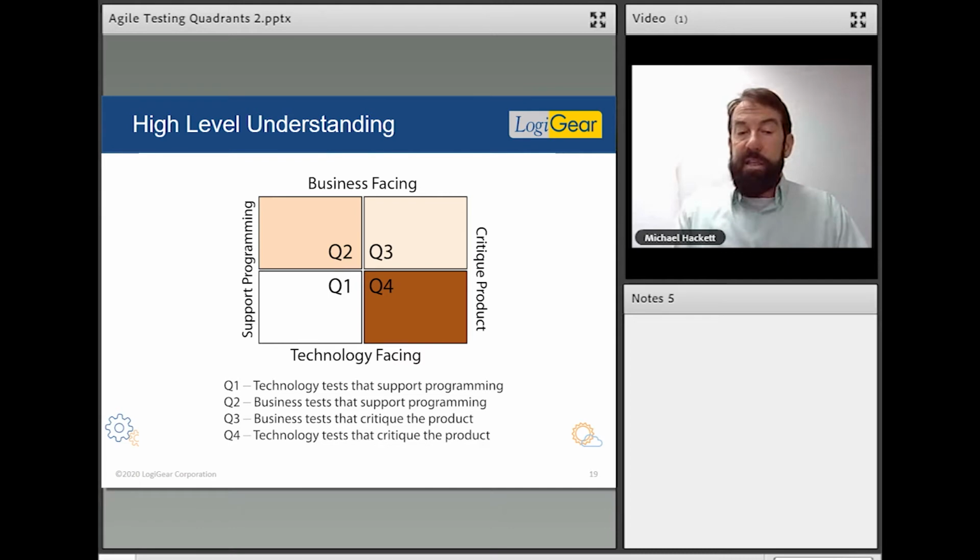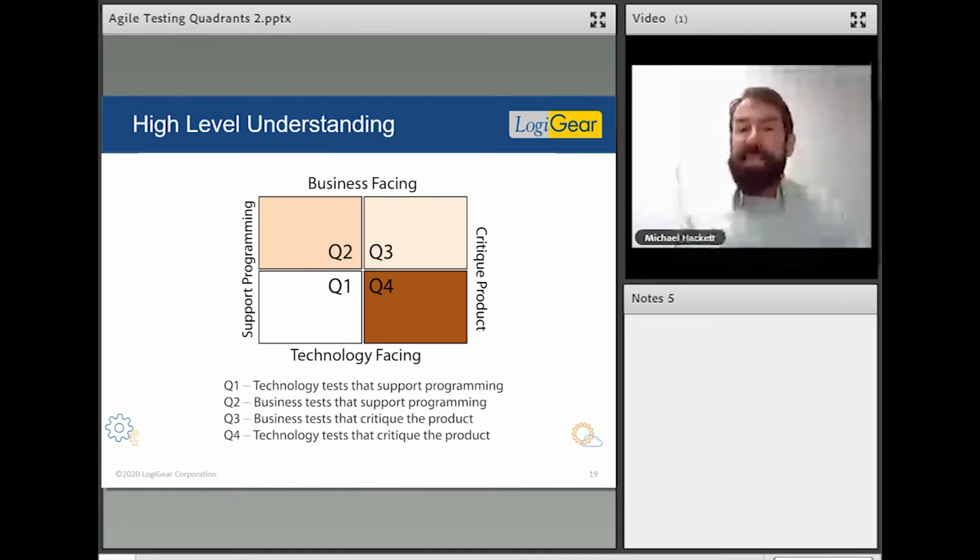So down on this lower axis, we have technology-facing tests. Quadrant 1 and Quadrant 4 are going to be technical tests. Quadrant 1 and Quadrant 2 support programming, support writing better code, support programmers. Quadrant 2 and Quadrant 3 are business-facing tests. And Quadrant 3 and Quadrant 4 critique the product. So what is Quadrant 1?